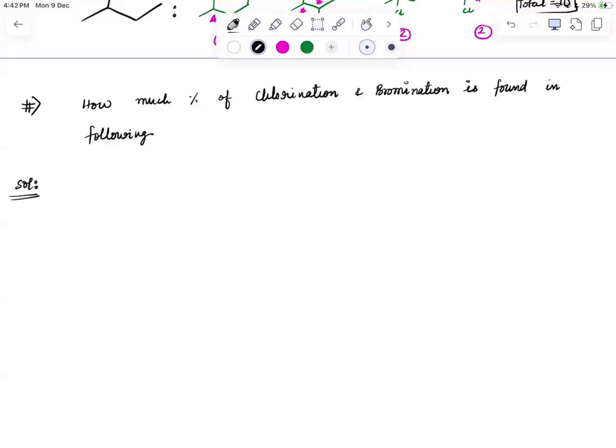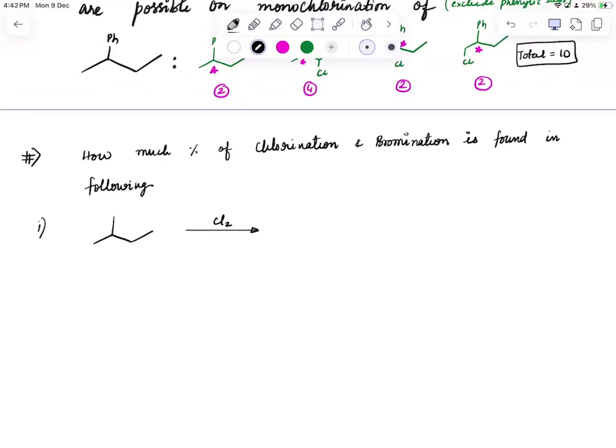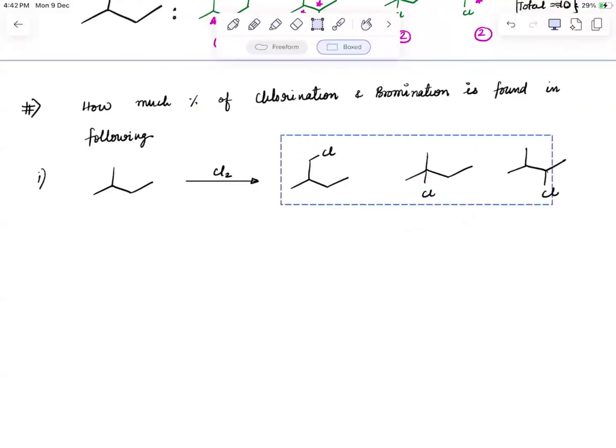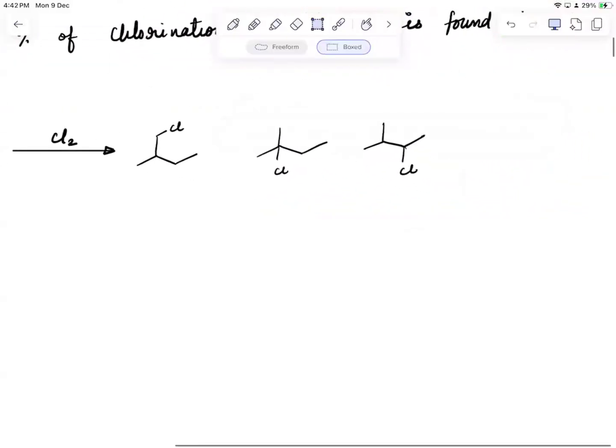See the percentage of chlorination and bromination in this case. First, let me write the question here. Suppose I have this compound. For this, I am doing chlorination. Just now, we have learned how to identify the isomers. Let me put that in perspective here. So I can get one chlorine here, one chlorine here, one chlorine here, correct? And lastly, I would get one chlorine here at the terminal position.